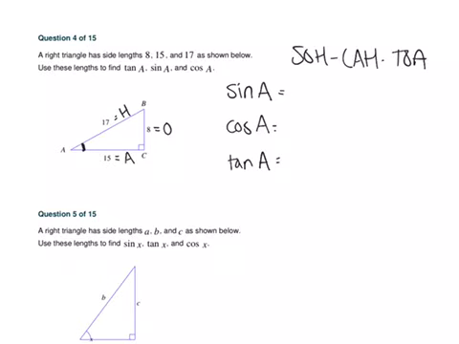Sine is SOH, so we're going to say the opposite is 8 over the hypotenuse is 17. Cosine is CAH, so we're going to say the adjacent is 15 over the hypotenuse is 17. And tan is TOA, so we're going to say that the opposite is 8 and the adjacent is 15, and then you're done. Okay, so that's the third question on the test.